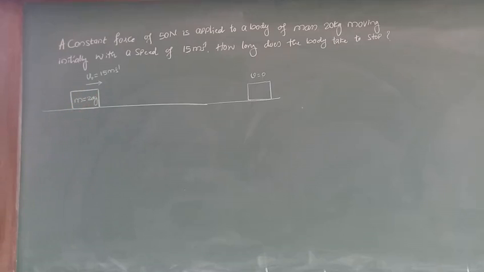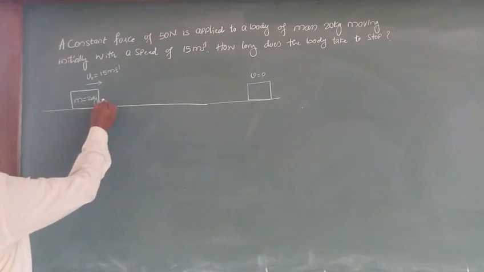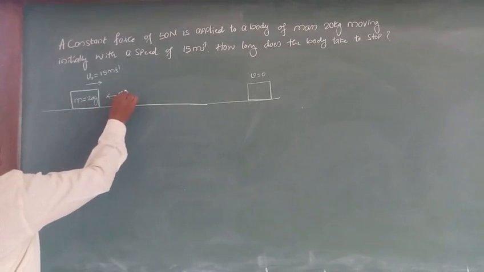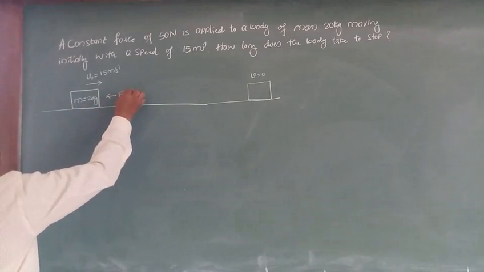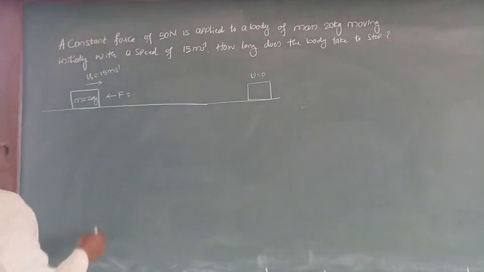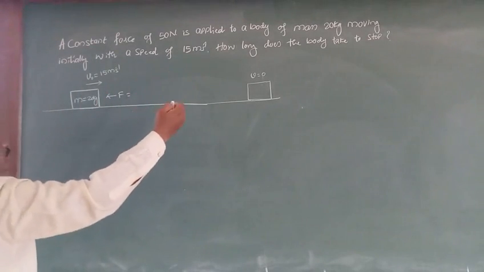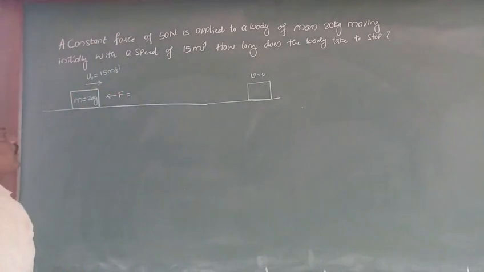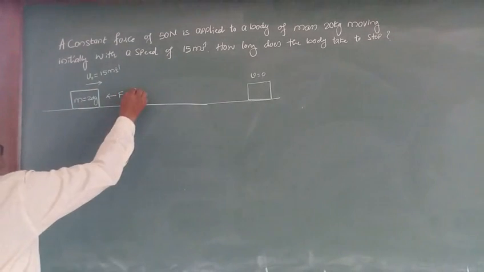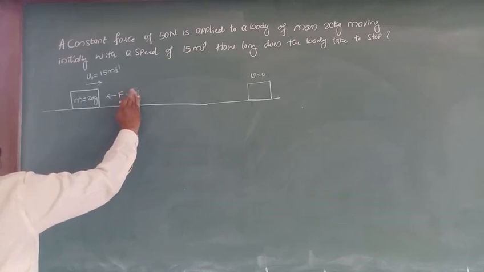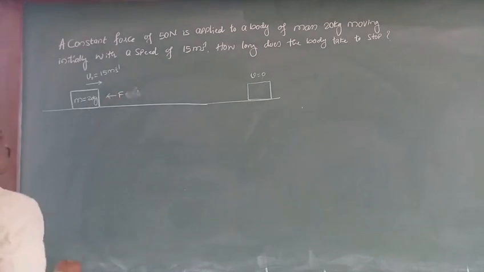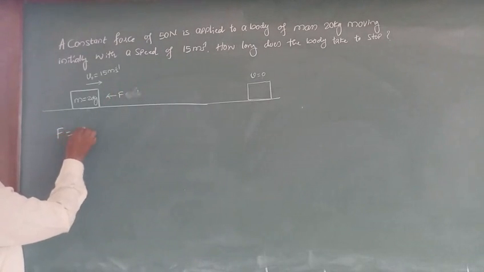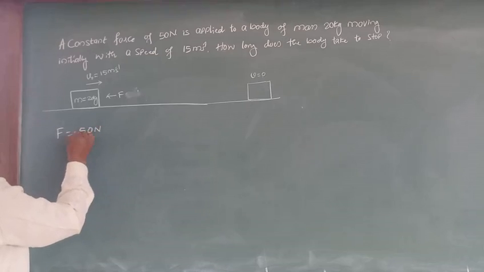So clearly the applied force is opposite to the direction of its motion. Suppose it is moving towards right, the applied force is towards left. Okay, so that you have to know here. The force is given. The applied force F is 50 Newton.